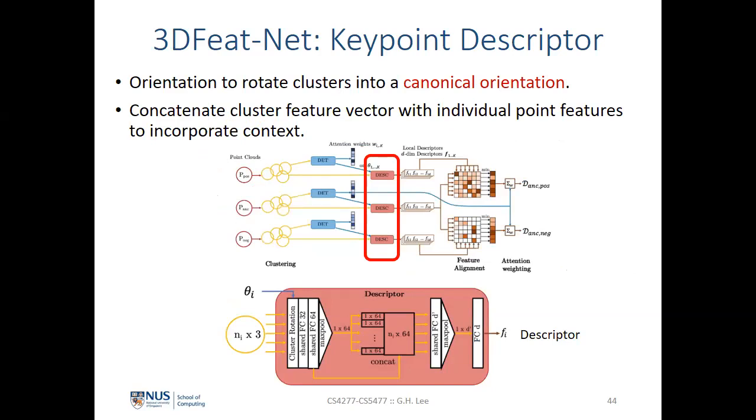Okay, and then this is also something like a PointNet here. There's a max pooling, and we concatenate it together. So finally, it will output a descriptor over here. So we will have one descriptor per cluster, okay, in all the positive, anchor, and negative pair.